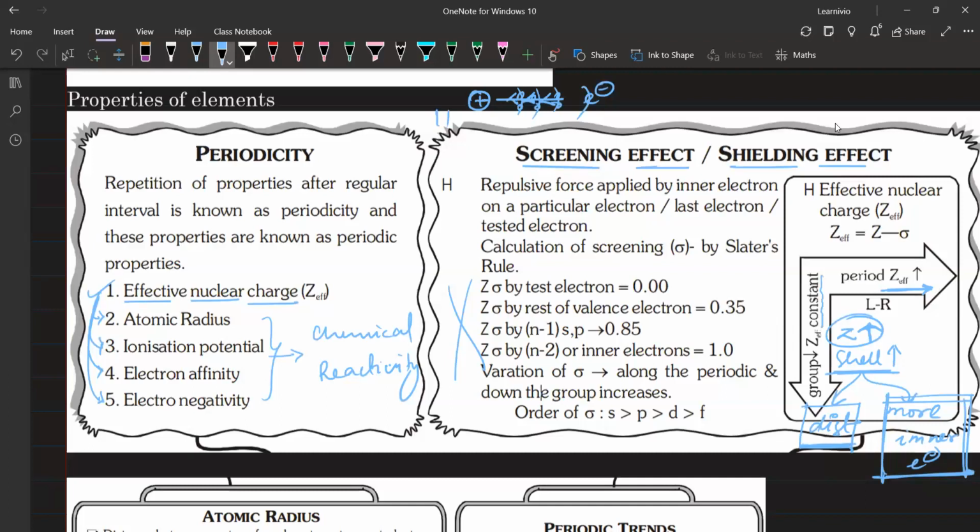So please write this down regarding the Z effective. The conclusions are more important for you guys. Okay? Please write this down. Top to bottom, Z effective is constant. Left to right, Z effective increases.